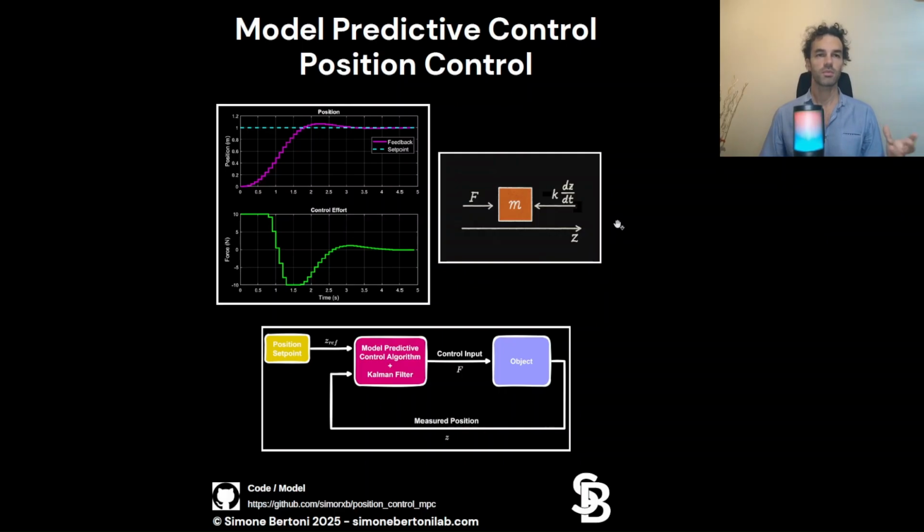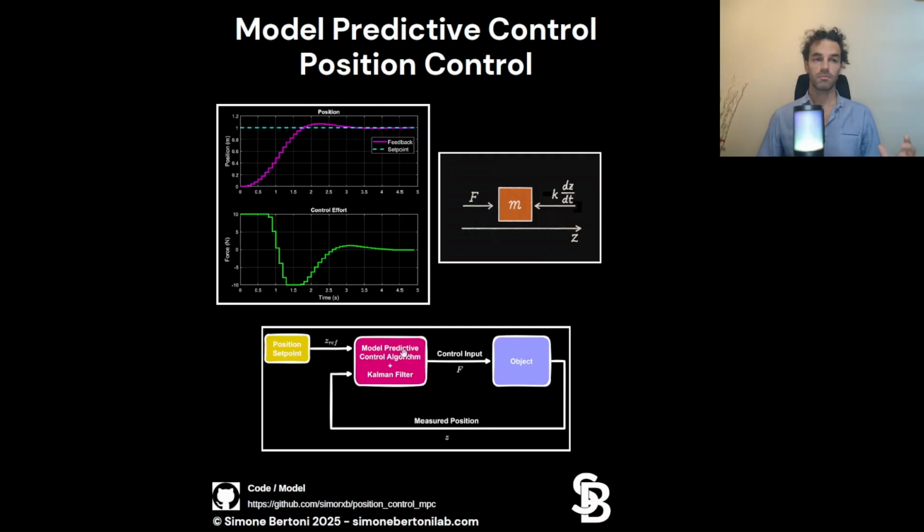It's an object, a mass pushed over a surface, sliding on this surface, subject to linear friction, and K is the linear friction coefficient. This is the architecture of the control system. So we have the set point going into the model predictive control algorithm, which includes, in MATLAB this is embedded, a Kalman filter. So this is important. We always need a state estimator for model predictive control, and we will see why later.